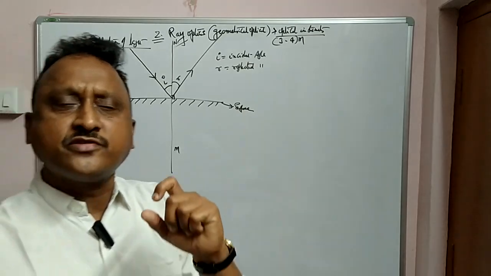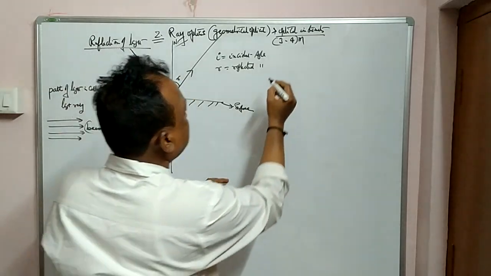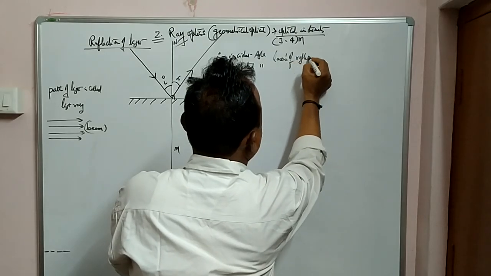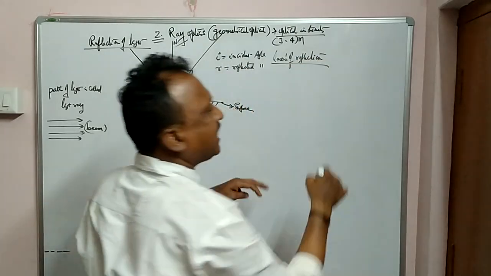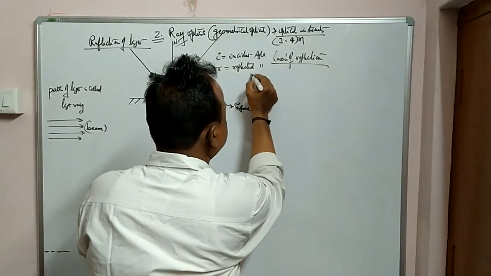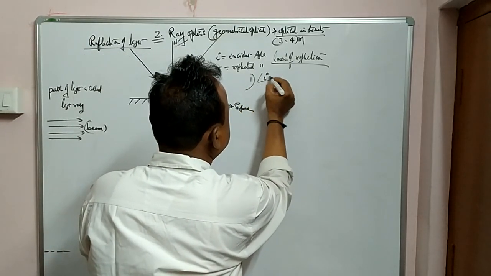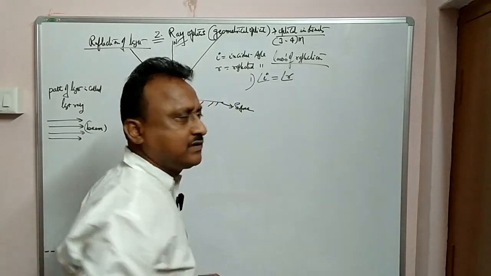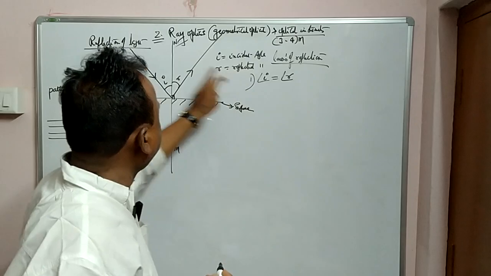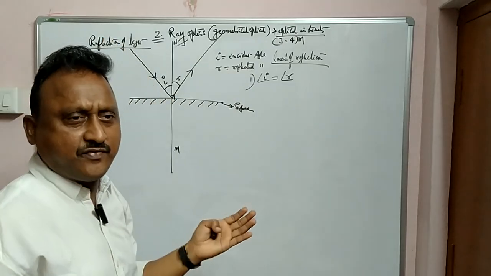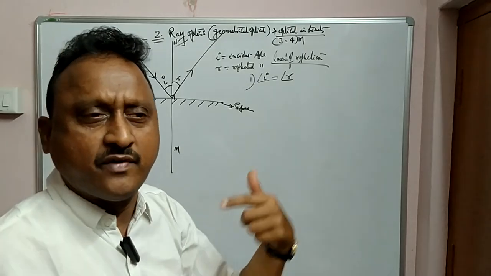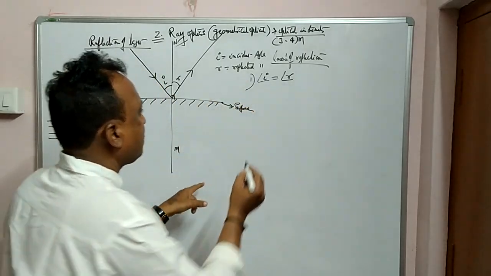Now we all know the laws of reflection. What are the laws? These laws are always valid. First, the angle of incidence is equal to the angle of reflection. That means with whatever angle it is incident on the surface with respect to the normal, it is reflected with the same angle: 30 degrees and 30, 45 and 45. This is the first law.